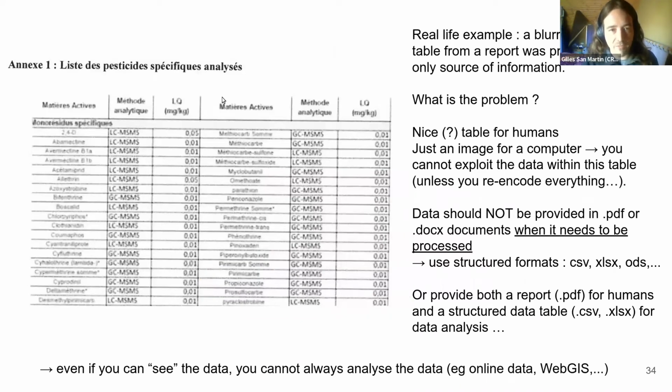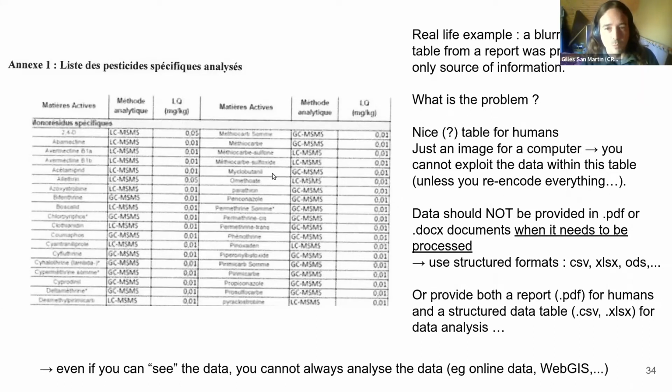So this is a real life example from a project. First, they didn't provide any information about the LOQ and LOD. When I asked, they provided that, and they had only that information. And it's a bit blurry. It's because it was a scan from a PDF of a report.